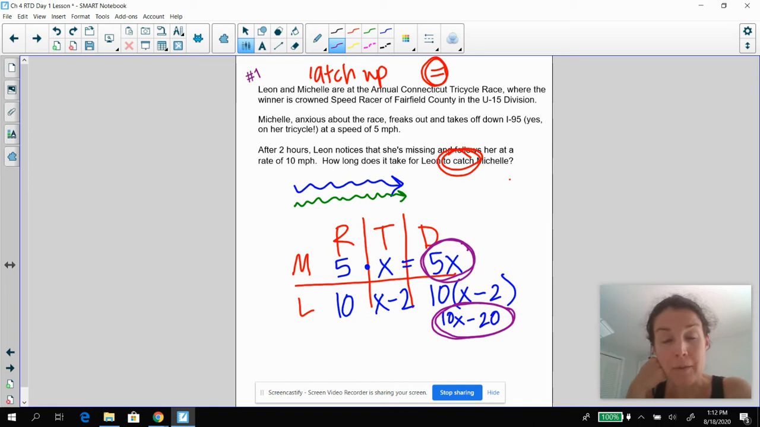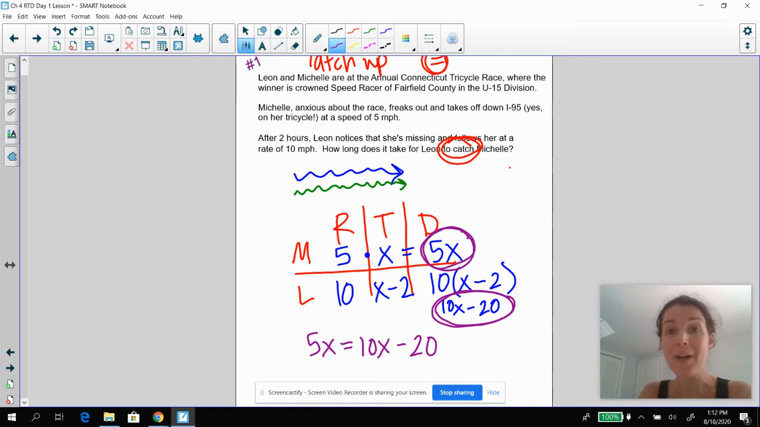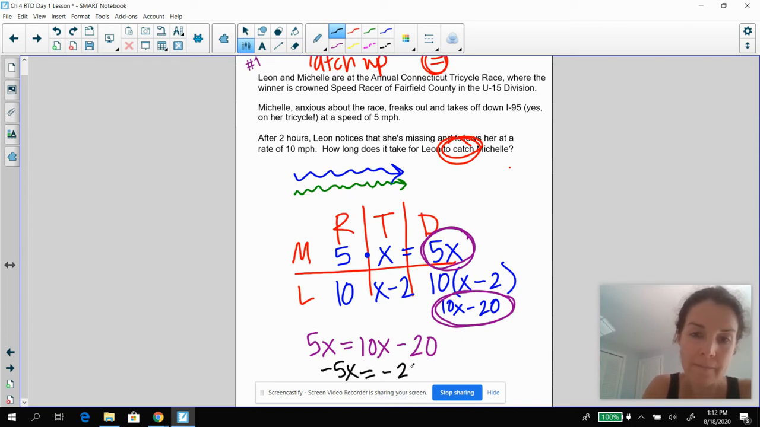In a catch-up problem, remember, we know that they've traveled the same distance. So all you have to do here is set the distances equal. So 5x equals 10x minus 20. That would be our equation, and then all you have to do is solve it. I'm going to subtract 10x from both sides, so I get negative 5x equals negative 20. So I know that x equals 4 hours.